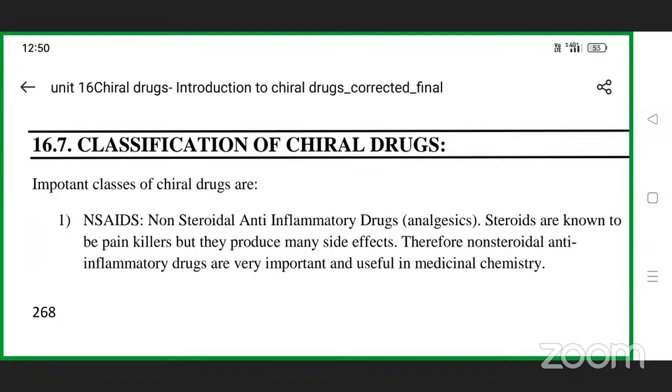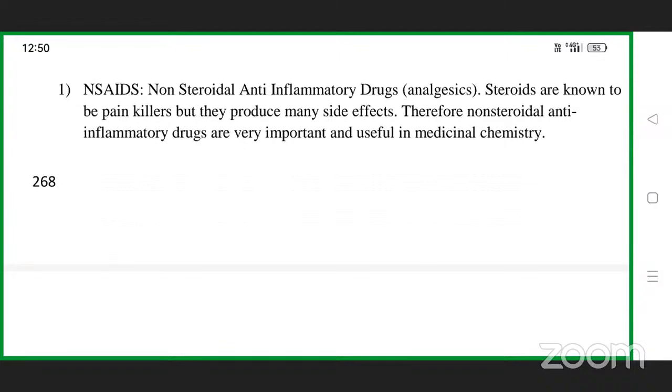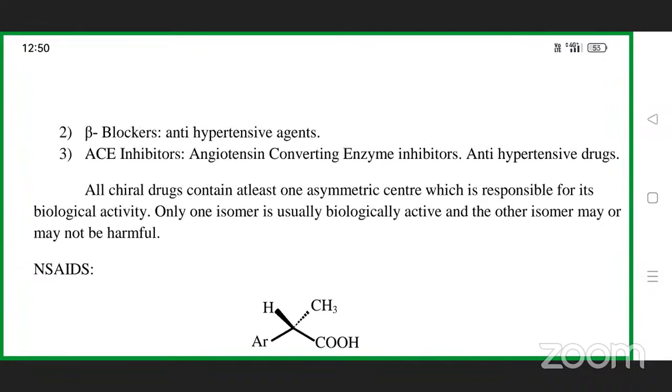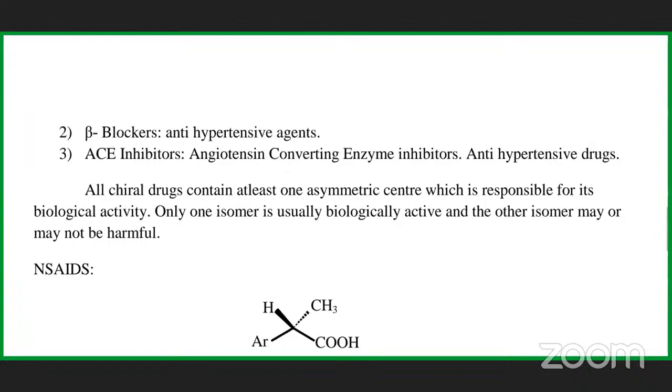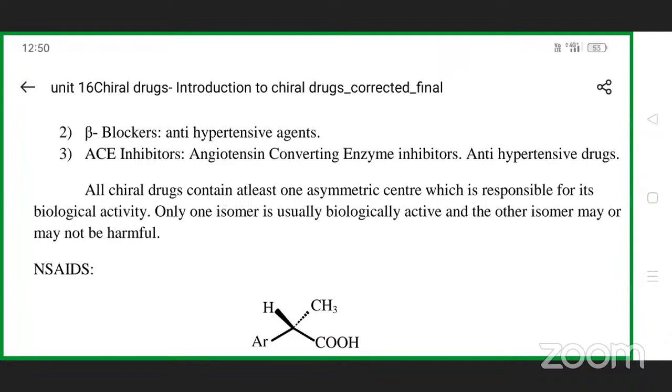So here we are going to use the non-steroidal anti-inflammatory drugs, and they are very important and useful in medicinal chemistry. As examples, we can see beta blockers. The beta blockers are anti-hypertensive drugs, and ACE inhibitors. ACE inhibitors, this is nothing but angiotensin converting enzyme inhibitors. Okay, angiotensin converting enzyme.